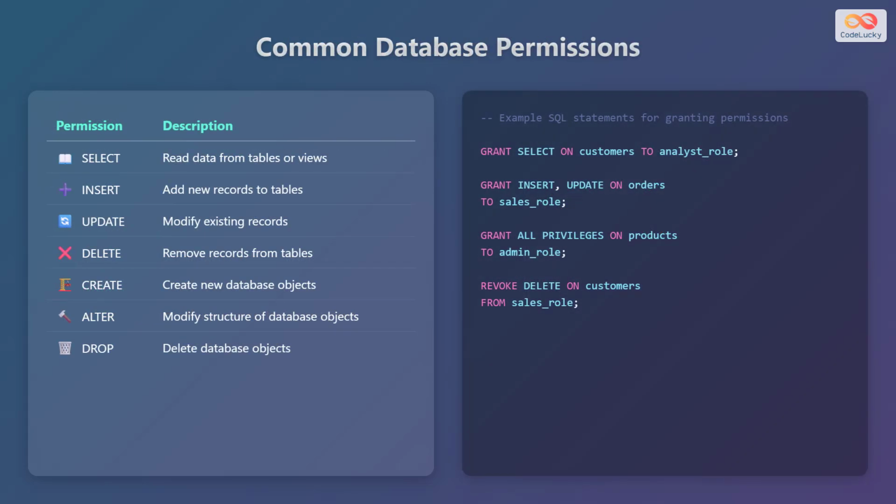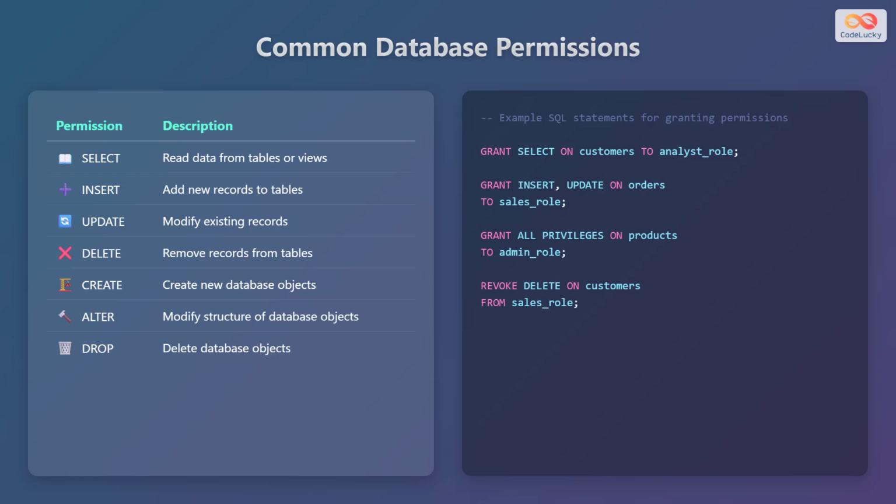Let's explore common database permissions. Select permission allows you to read data from tables or views. Insert permission allows you to add new records to tables. Update permission allows you to modify existing records. Delete permission allows you to remove records from tables.